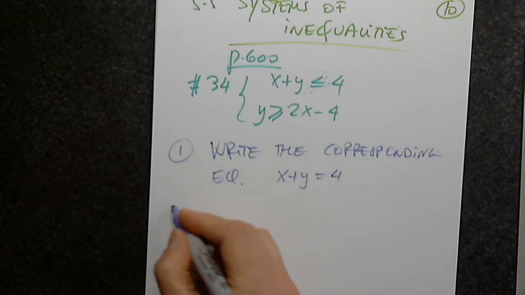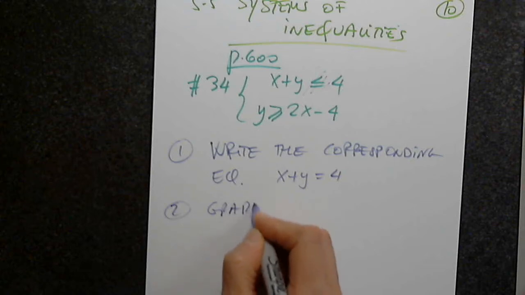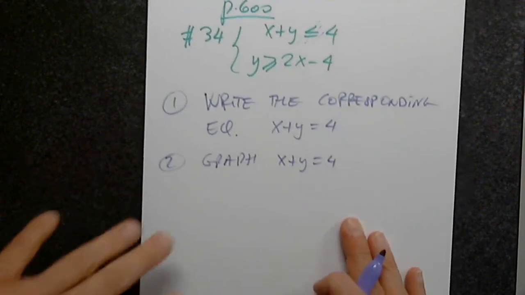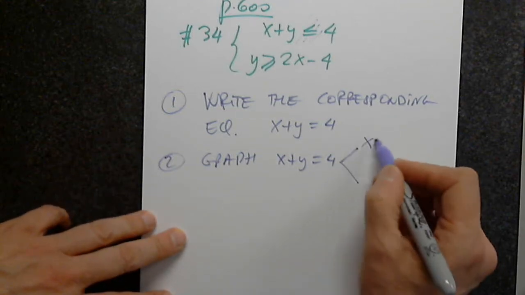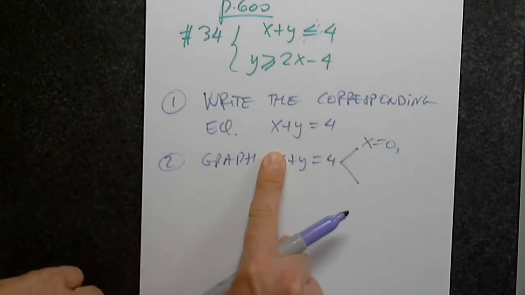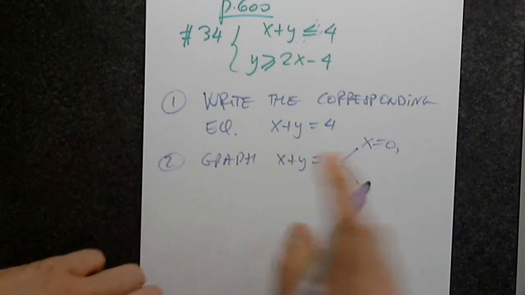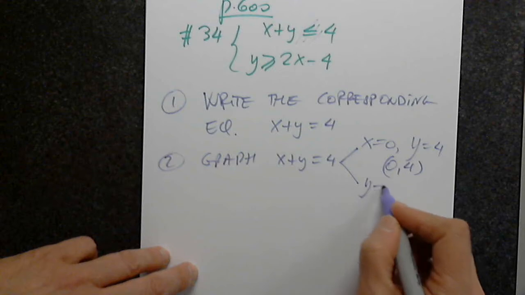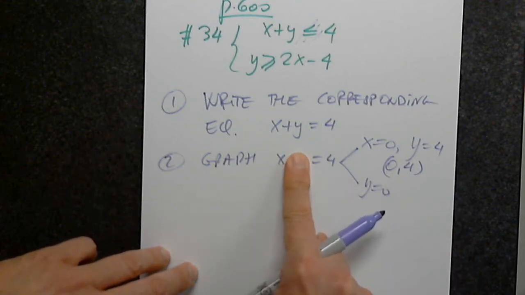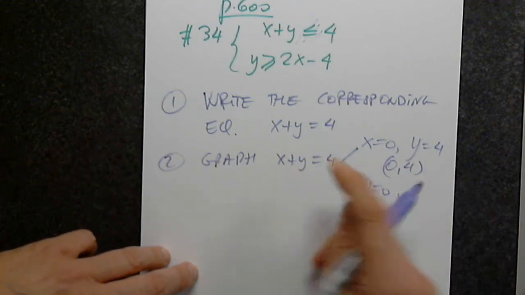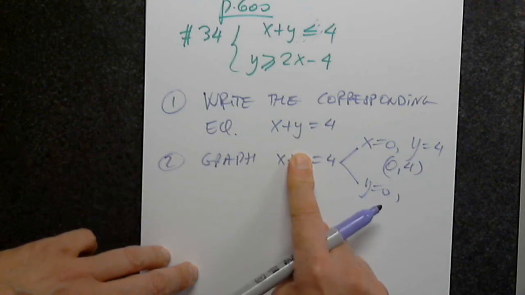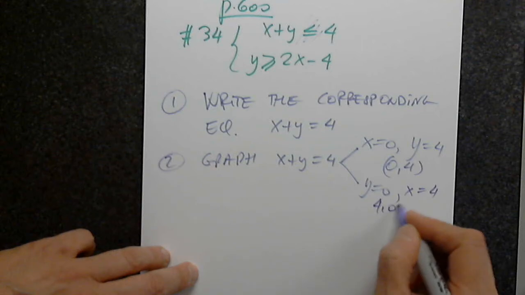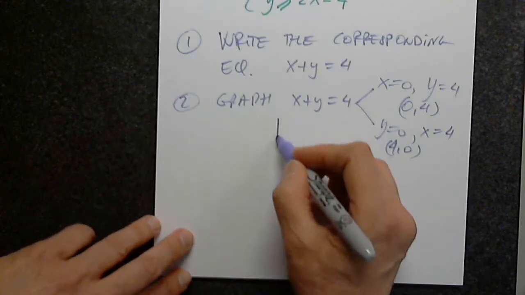In step 2, I will graph x plus y equals 4. It's a line, so I need the x and y intercepts. When x is 0, how much is y? Very good. So the first solution is 0, 4. When y is 0, how much is x? Good. So 4, 0. In step 2, we're graphing.